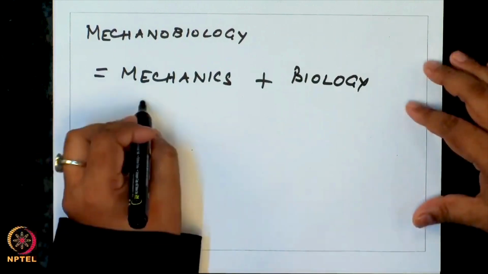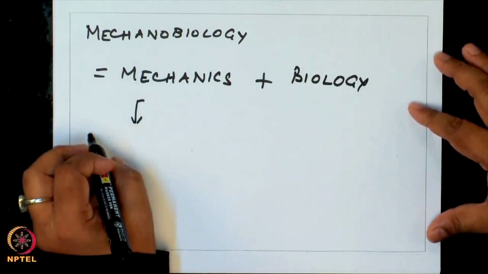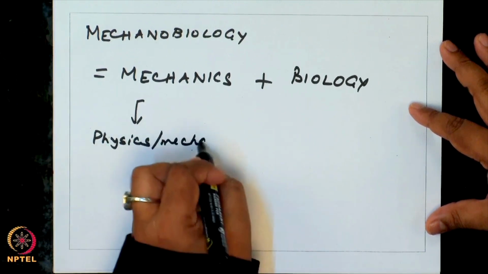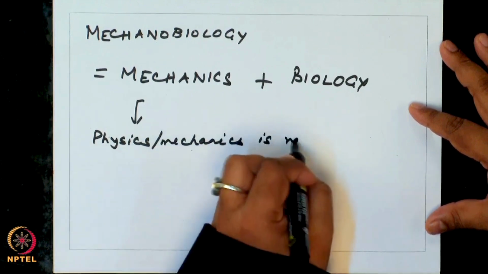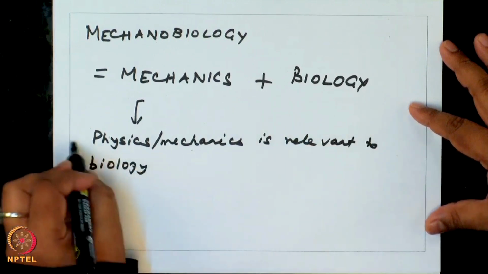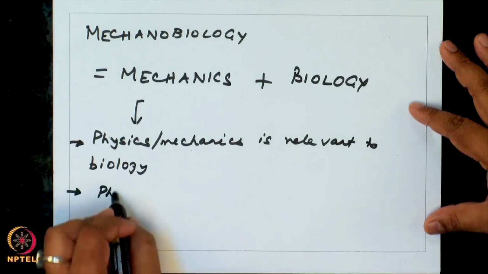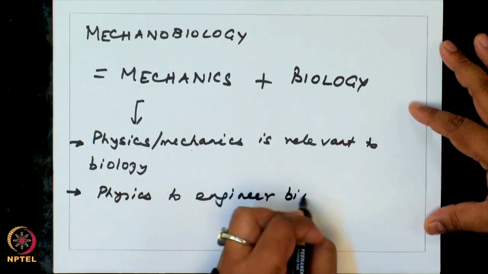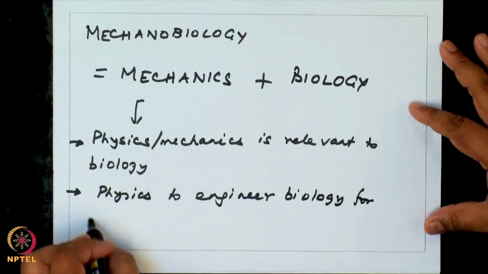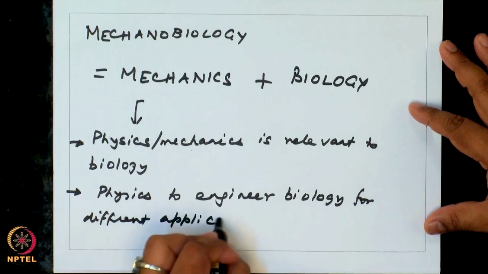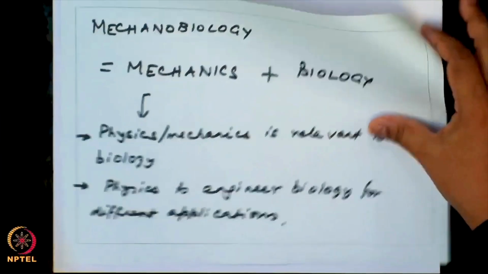So, this might mean an approach where you try to understand how physics or mechanics is relevant to biology, or how you can make use of physics to engineer biology for different applications. So, why is mechanics important in biology?